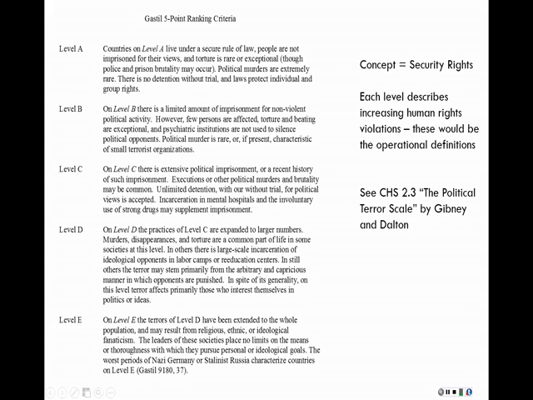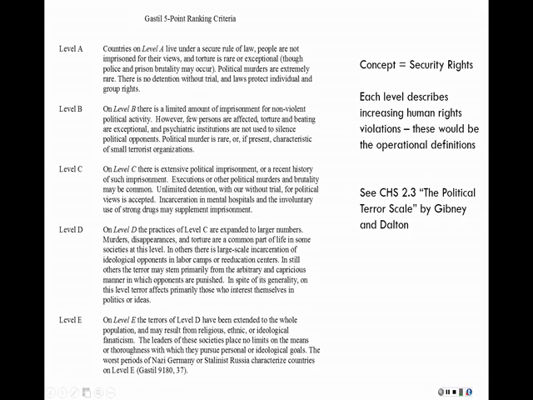So level A, countries that live under a secure rule of law, people are not imprisoned for their views, torture is rare or exceptional. There might be prison brutality or police brutality, political murders are extremely rare, there's no detention without trial, and laws protect individual and group rights. And then you can see in B that basically what happens in A, but then we're going to add, there's a limited amount of imprisonment, few persons are affected, these things are not used to silence political opponents. Political murder is rare.